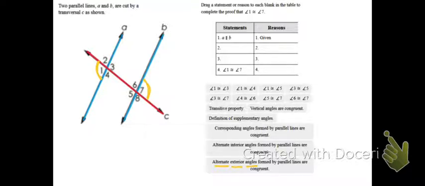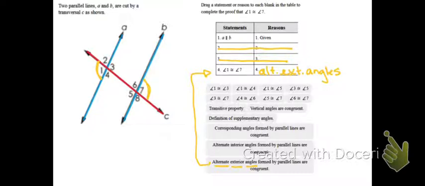So we can make the statement angle 1 is congruent to angle 7 because of this reason: alternate exterior angles are congruent. But that would just be a two-step proof. We wouldn't need this line and this line. This question is asking us to prove angle 1 is congruent to angle 7 in 4 steps, choosing from the statements and reasons below the table. So there's a few different ways we can do that.